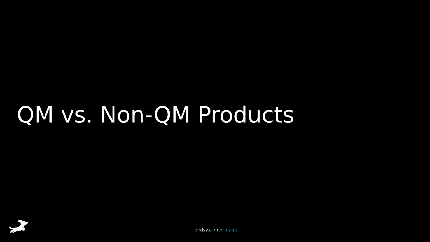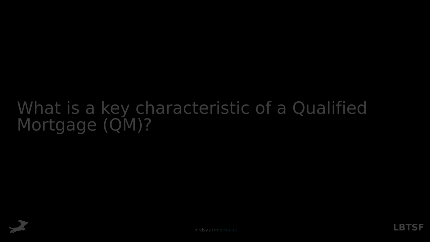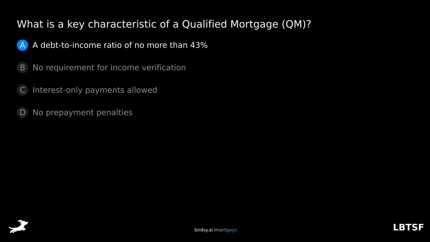QM versus non-QM products. Qualified mortgage standards, ATR rules, and safe harbor requirements. What is a key characteristic of a qualified mortgage? Is it A, a debt-to-income ratio of no more than 43%? B, no requirement for income verification? C, interest-only payments allowed? Or D, no prepayment penalties?